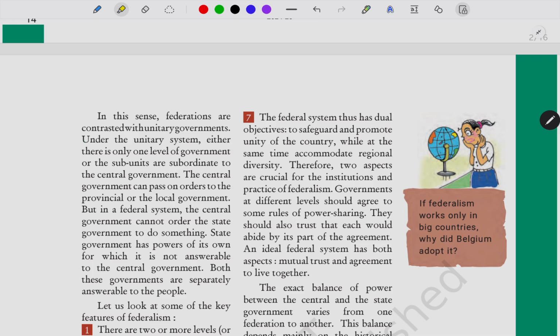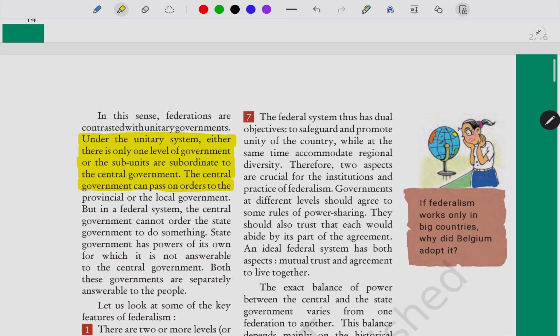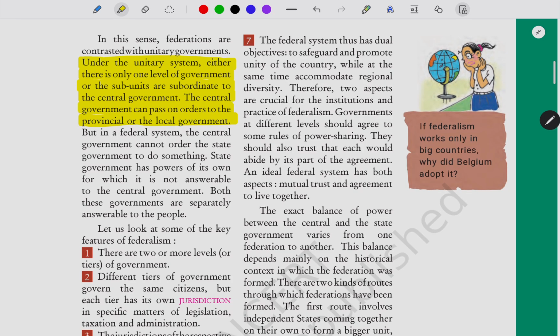So, let's mark this. I'll explain why. The central government can pass on orders to the provincial or local government. Okay, so here it is. Under the unitary system, either there is only one level of government, or the subunits are subordinate to the central government. The central government can pass on orders to the provincial or local government. But in a federal system, the central government cannot order the state government to do something. State government has powers of its own, for which it is not answerable to the central government. Both these governments are separately answerable to the people.